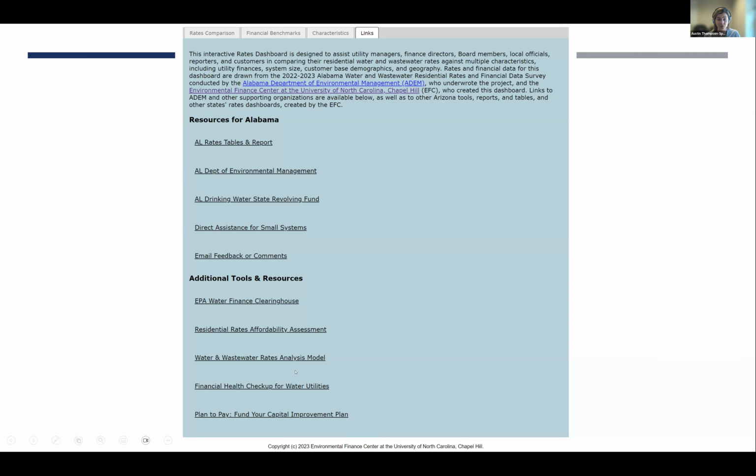The financial health checkup tool for water utilities, that's again something we typically use for technical assistance, but it allows utilities to take the financial statements that they have and input them into a tool and see some of the benchmarks that I showed before. So days cash on hand, debt service coverage ratio, just a great tool, another visualization tool that allows utilities to look at some of their financial data a little more in depth. And then finally, we have the plan to pay tool, which is trying to help utilities figure out how to pay for capital improvements. So it essentially lays out the capital improvement plan as well as different ways to pay and kind of thinks about it holistically.